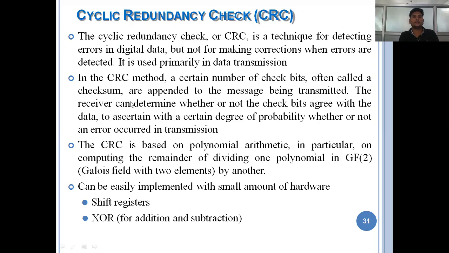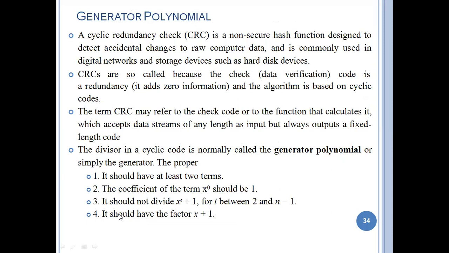In the cyclic redundancy method, a certain number of check bits, often called a checksum, are appended to the message being transmitted. The receiver can determine whether or not the check bits agree with the data, to ascertain with a certain degree of probability whether or not an error occurred in transmission. The cyclic redundancy check is based on polynomial arithmetic, in particular computing the remainder of dividing one polynomial by another. It can be easily implemented with a small amount of hardware, shift registers and XOR operations. So the generator polynomial: how is the polynomial generated?